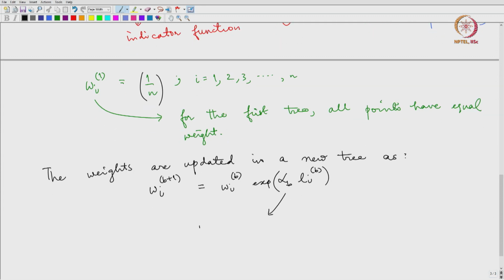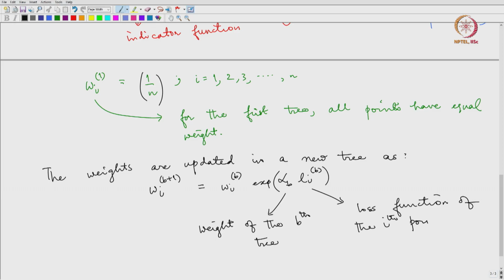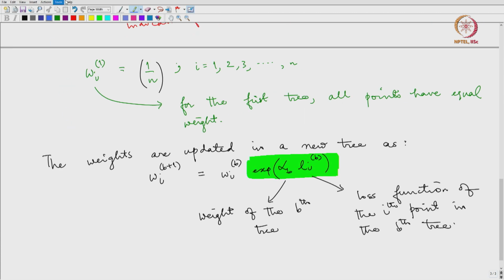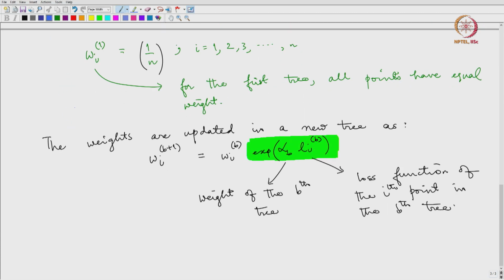So, if you remember, this was the weight of the bth tree, and this is the loss function of the ith point in the bth tree. Okay. And this exponential function is where all the magic is happening, that the points which are incorrectly predicted are going to get boosted, their errors are high. So, we need to force the model to look more closely at those points. Okay. So, how does this happen? Let's go ahead and understand that.